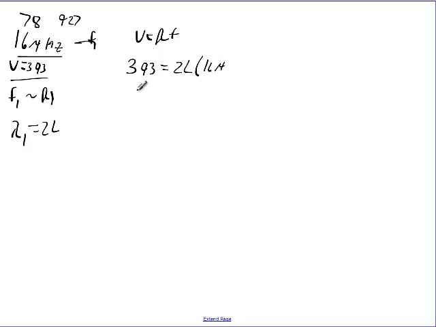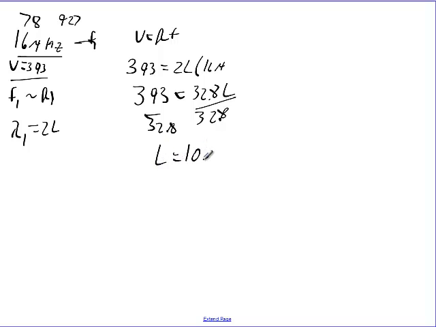So 343 equals 32.8 times L, and if we divide both sides by 32.8, we're going to end up with right around 10.5 meters or so. So the length of this pipe is 10.5 meters. That's like a 31-foot long pipe. So that's kind of big.